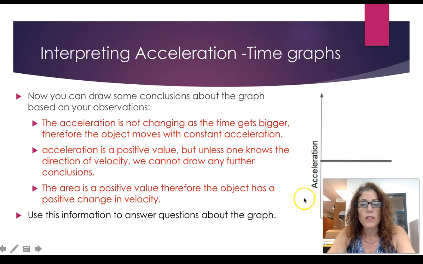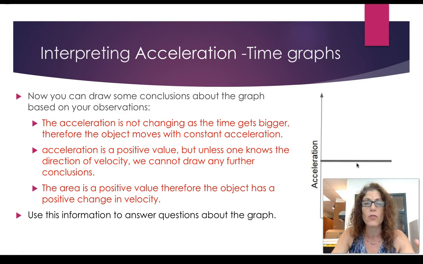And so now I can say, okay, acceleration is not changing. It's a constant value. It's a positive value. I don't know if that means increasing or decreasing because no information is given about the velocity itself. The area is some positive number, so I know it has a positive change in velocity, but again, until I know either my initial or my final velocity, it's not enough information to do anything with. But it would depend on what the rest of the problem said.